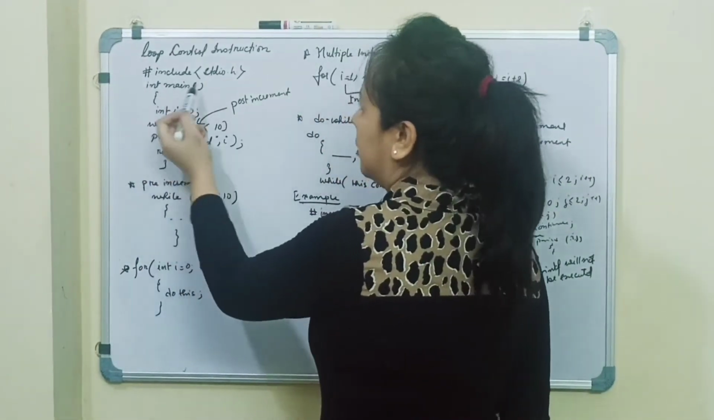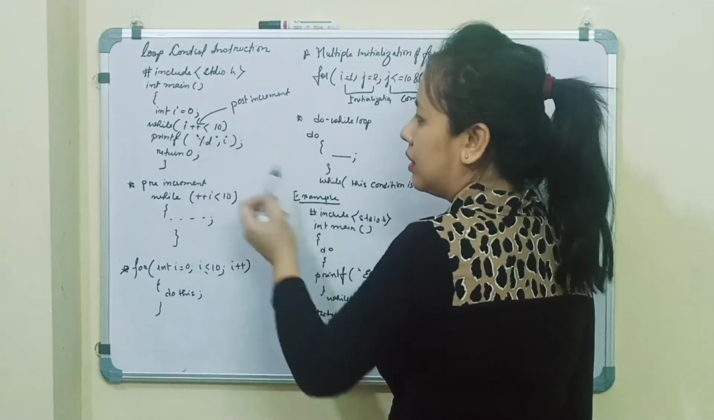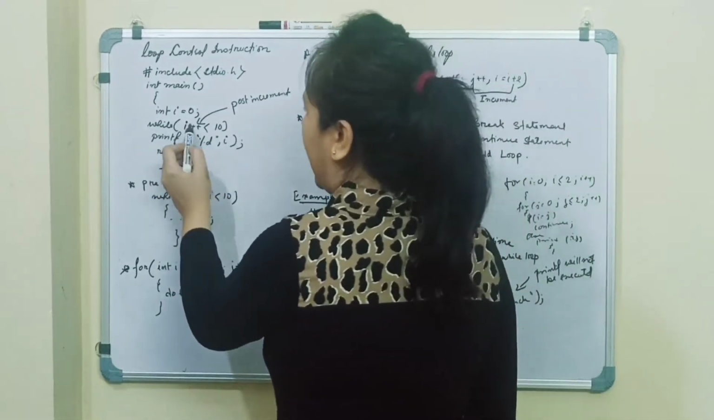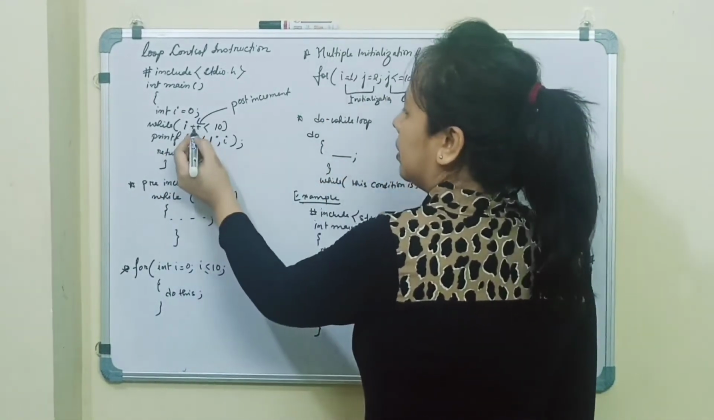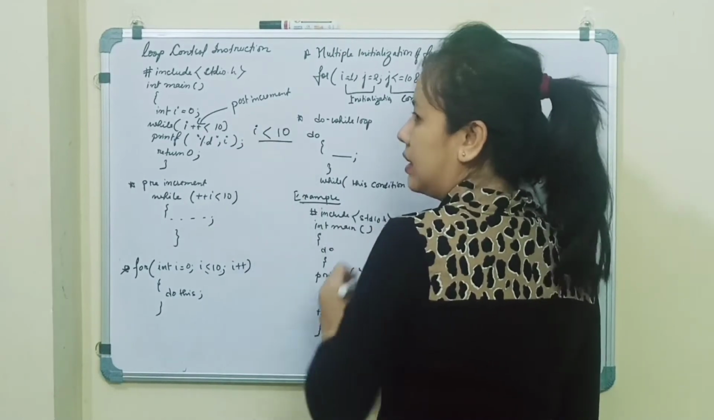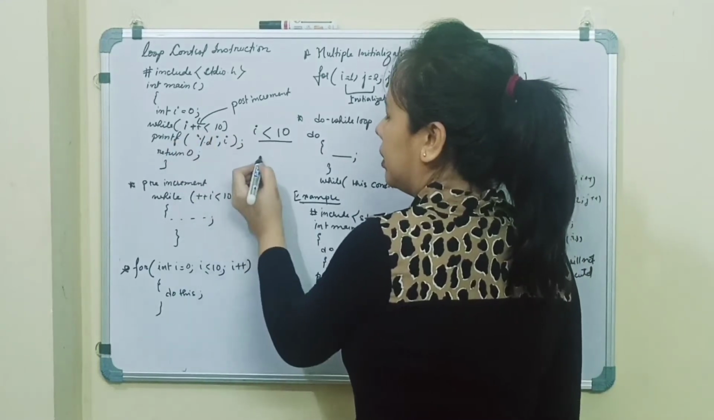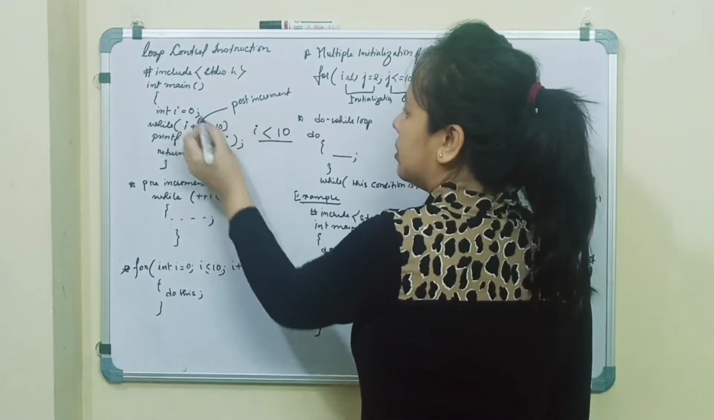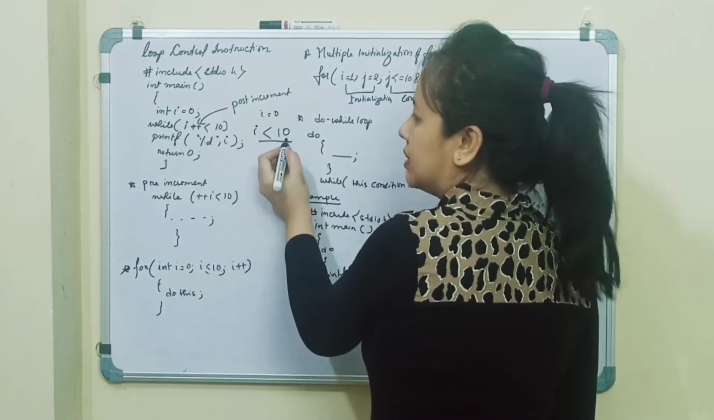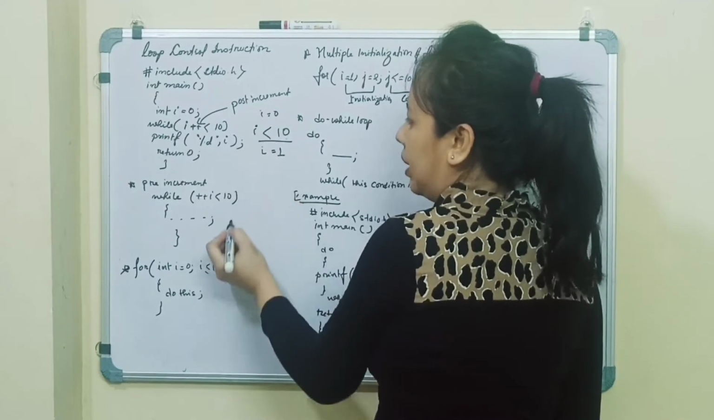In this program, while i is less than 10, it will print this line and return 0. What does this mean? First, it will check the condition whether i is less than 10. If the condition is true, then the value of i will be incremented. Suppose i is 0, it first checks that 0 is less than 10, then it will increment the value of i to 1.